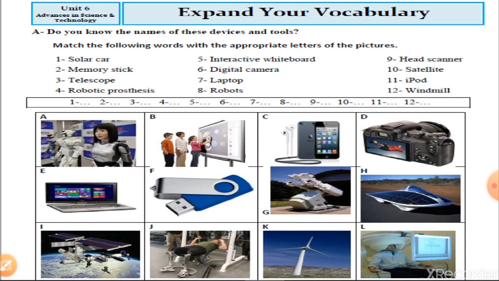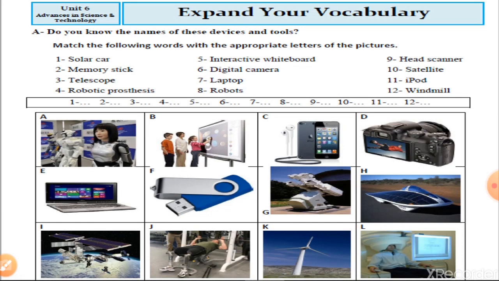Number one is solar car. Number two, memory stick. 3, telescope. 4, robotic prostheses. 5, interactive whiteboard. 6, digital camera. 7, laptop. 8, robots. 9, heat scanner. 10, satellite. 11, iPod. 12, windmill. Great. Now take a few minutes, try to answer.